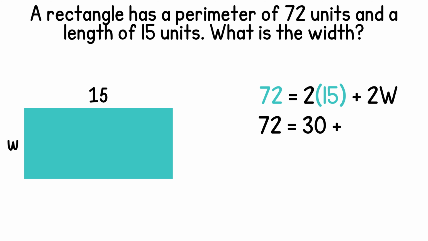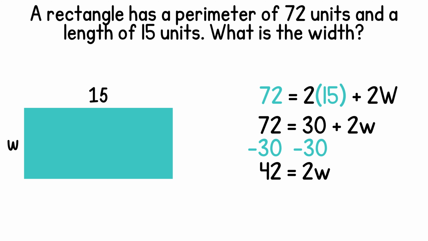We'll start by simplifying. 2 times 15 will give us 30. Now we can start solving for W by subtracting 30 on both sides. This gives us 42 is equal to 2W. Now we'll divide both sides by 2. So we get W equals 21. So now we know our width was 21 units.